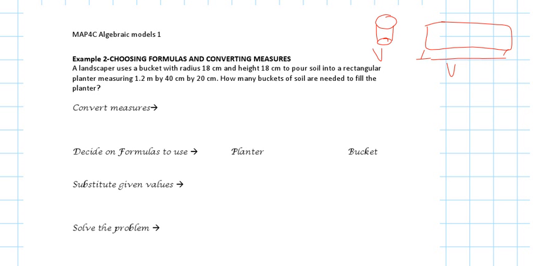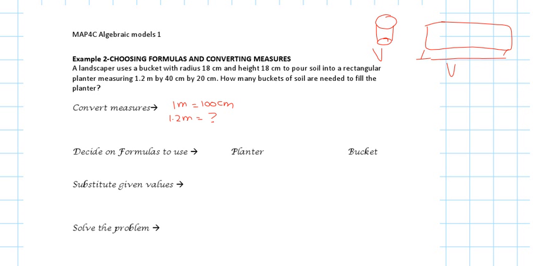So every 1 meter is equal to 100 centimeter. I have 1.2 meter. So how many centimeters is that? So you multiply the 1.2 by the 100, and then you divide by 1. So that equals 120 centimeter. Good. So I have my length, my width, my height, right, for the planter.